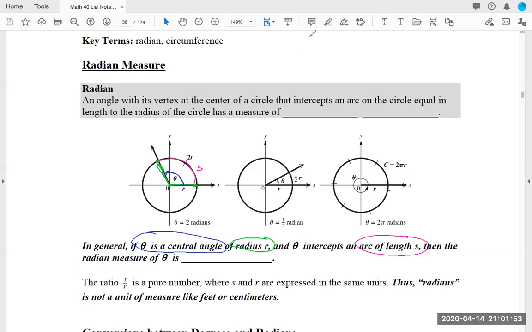We found out that theta is actually equal to S divided by R. Hence why it's unitless. Suppose the units for S are centimeters and the units for R are centimeters, then those will cancel out. But we still call that radians.